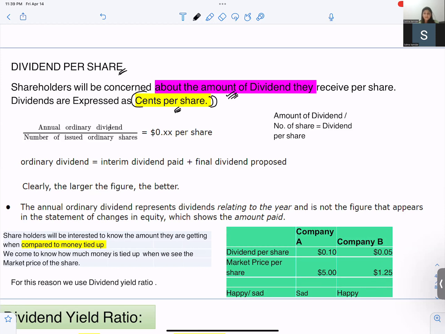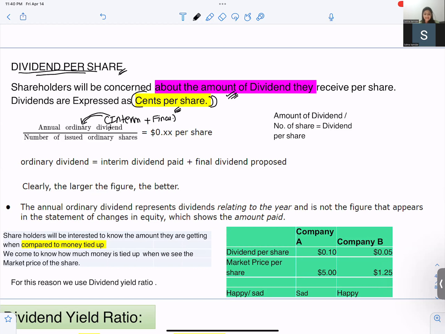How do you find out the dividend per share? You find it by using the formula annual ordinary dividend. What is annual ordinary dividend? It is your interim dividend, to which you add your final dividend. You will get your annual ordinary dividend.